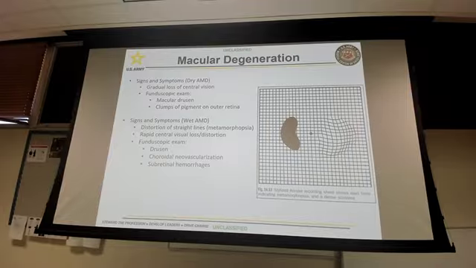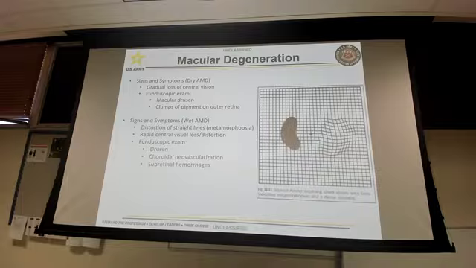So signs and symptoms of dry AMD, all right? It's this gradual loss of central vision. So remember, macula, center of the retina, responsible for central vision. And during the exam, when we look into the eyes, in that macular region, you'll see these little yellow spots that we call drusen, and you can have some pigmentary changes, so the clumping of pigment can occur in that area as well.